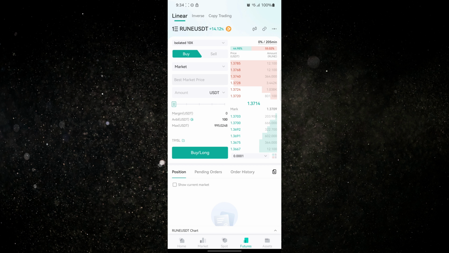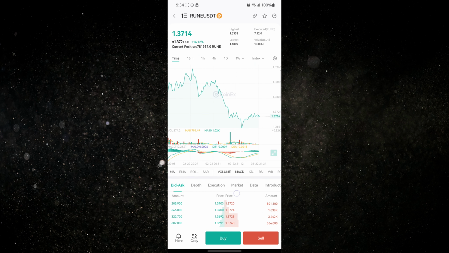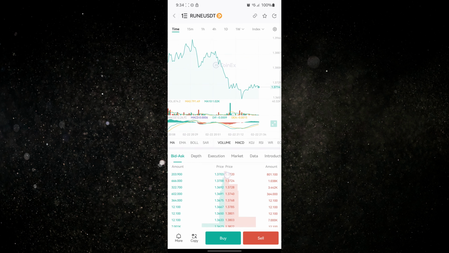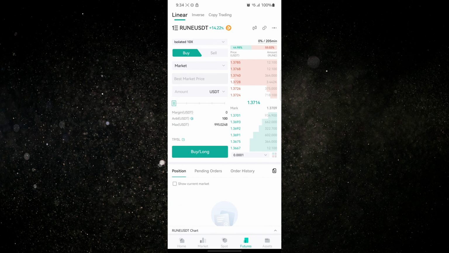The next thing we want to talk about is, in case you want to do your analysis, because it's very important for you to do your analysis as a futures trader. In order to do that, you need to click on this icon there. Clicking on this icon, you're going to see the chart, and this is how the market looks. If you want to do your analysis, you can do it right from this place. For me, I don't need all of that.